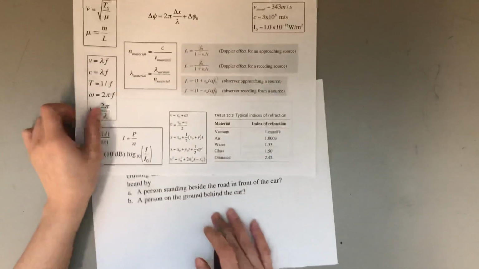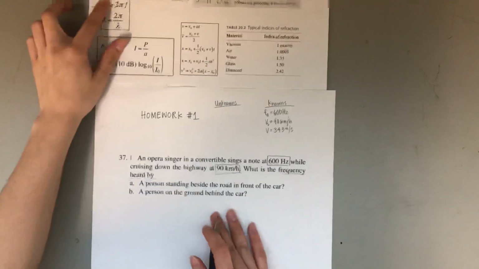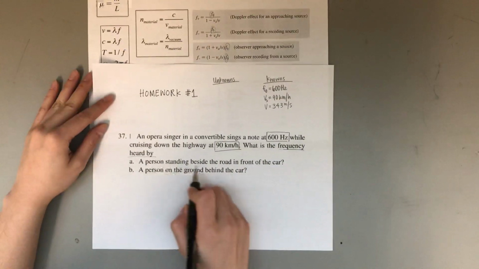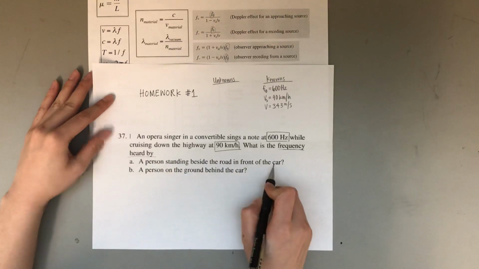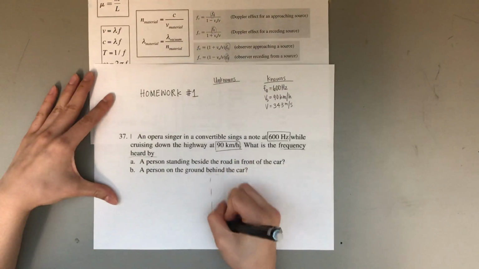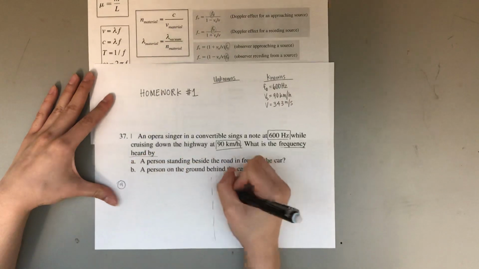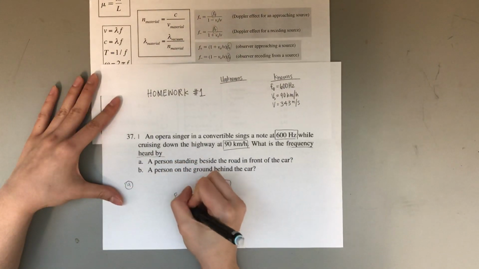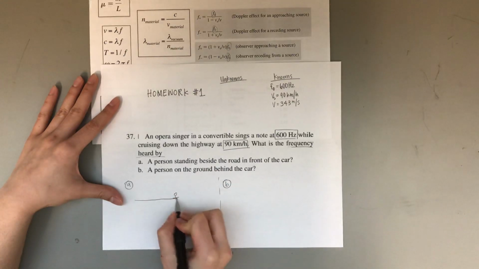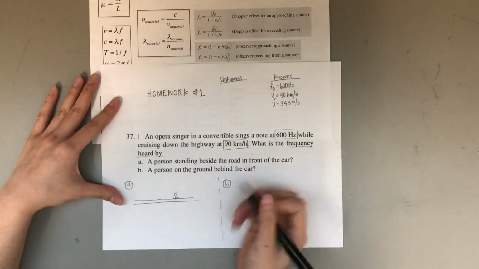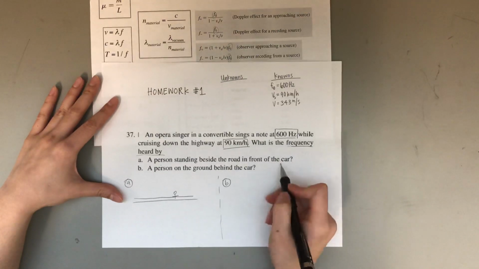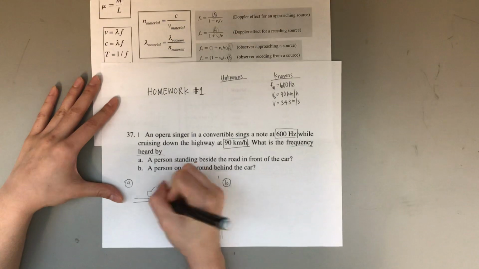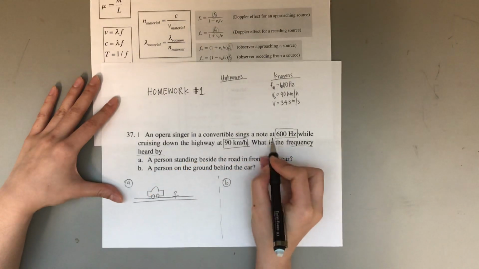Part A is asking about a person standing beside the road in front of the car. So let's draw out the scenario. A person is standing on the side of the road in front of the car. So you have your car, and you know that your car is moving.